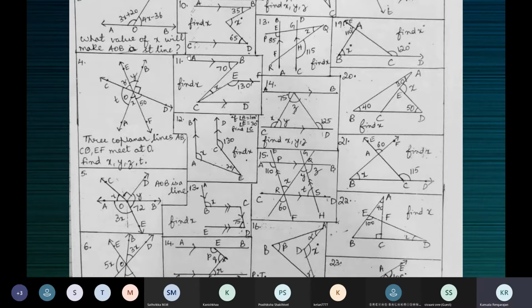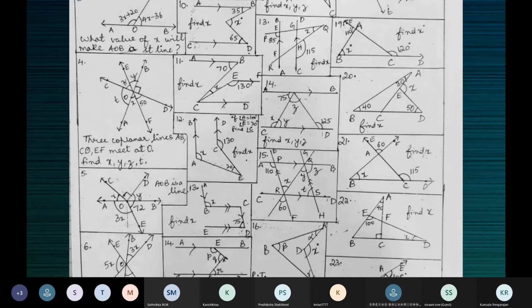Now look at this parallel line, transversal, parallel line. This whole angle is 70 because alternate angles are equal. This whole angle is 70, but this is 50. So that means 50 plus x is equal to 70. So x is equal to 70 minus 50, which is 20.